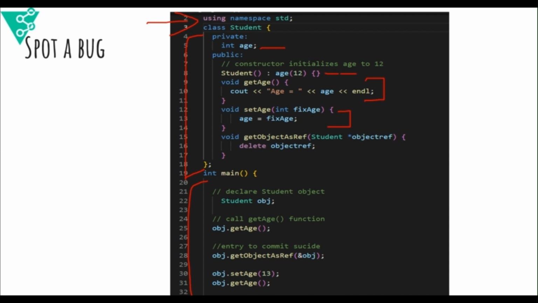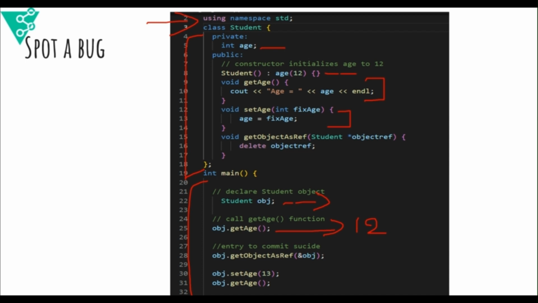We begin from the main function. At line number 22, we declared an object of the student class. That is, we bound a name to the data type. obj is the name given to a thing called the class student. Well, so it initializes the constructor and then age is assigned 12. So when we call obj.getAge, 12 is printed as expected. Next, your getObjectAsReference. So this is an interesting thing that you would want to understand here.